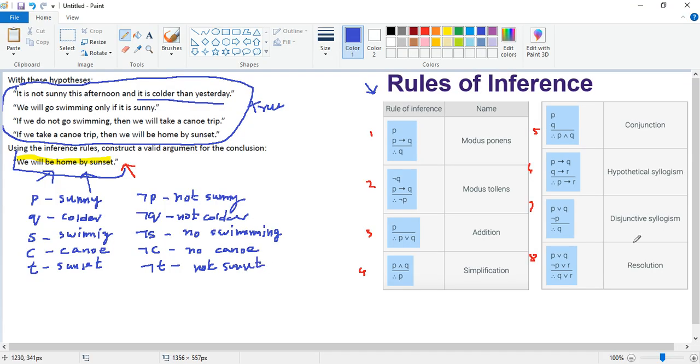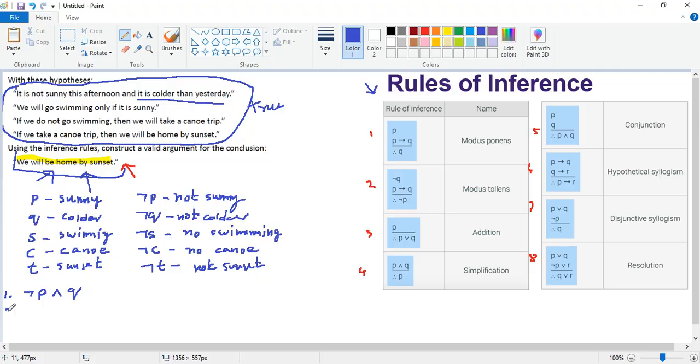Okay, now since we have got the variables, our task will be to convert these sentences into a representation using these variables. So it is saying it is not sunny this afternoon and it is colder than yesterday. So it is not sunny, that is not P. It is not sunny, and which means it's this operator, and it is colder than yesterday, which means we have to do Q, right? So that's my first premise or hypothesis or argument, and this is true, right?